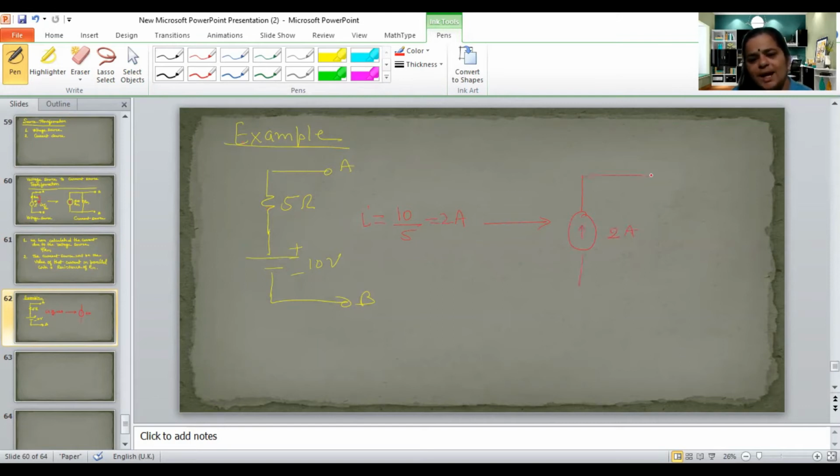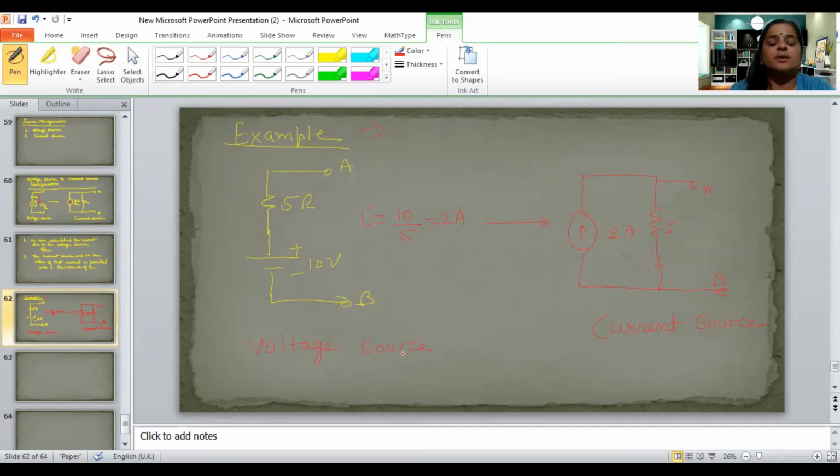And we will connect the 5 ohm resistance, that is the internal resistance of the voltage source, as it is in parallel. So this is the equivalent current source. So the given voltage source will be converted by this value of an equivalent current source. This is a voltage source.